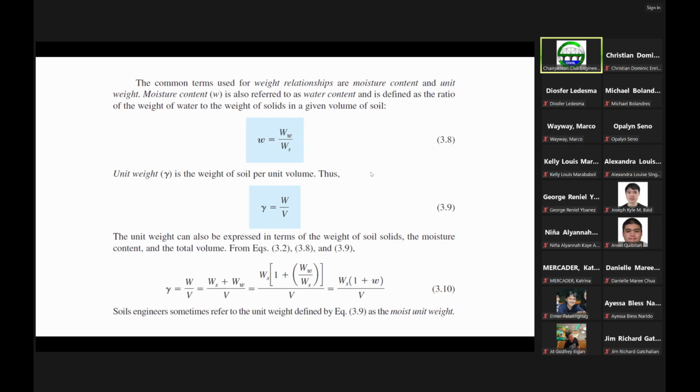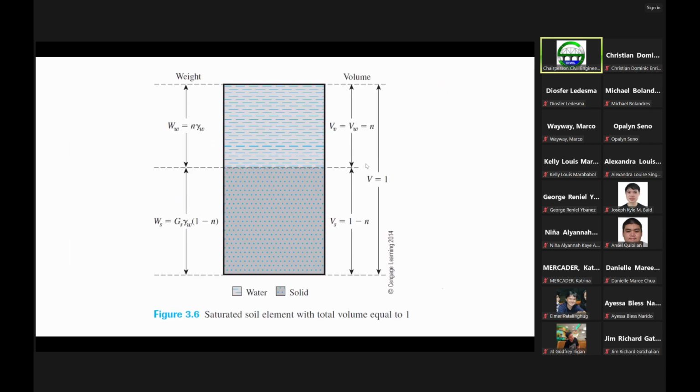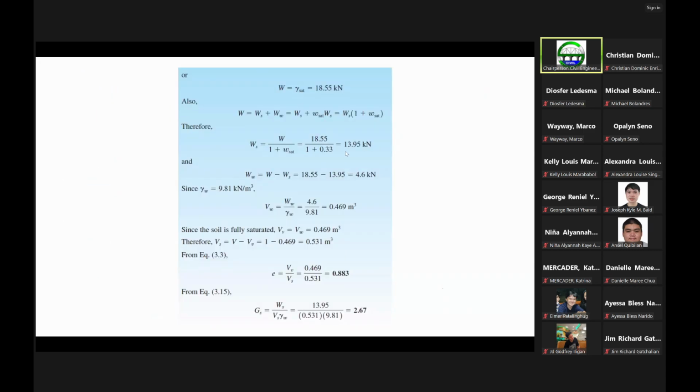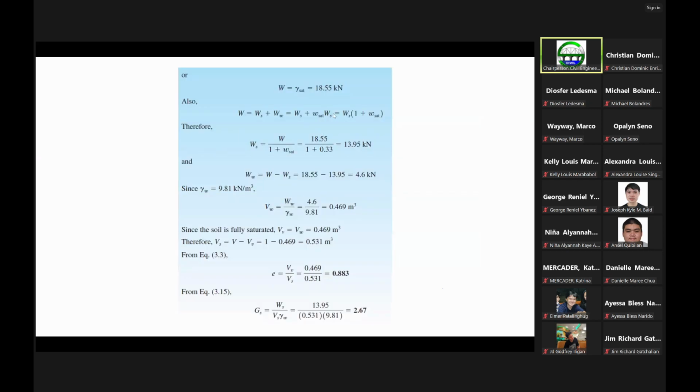Okay, so going back to the problem, the saturated water content is equal to the weight of the water over the weight of the solids. So then the weight of the water is equal to the saturated water content times the weight of the solids, considering that we have saturated conditions. So we just replace the weight of water by this one. I hope that's clear enough.